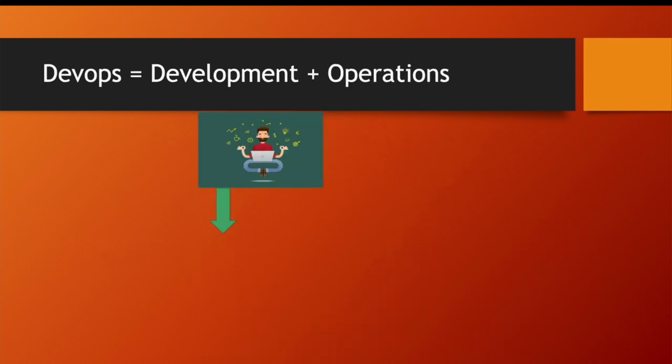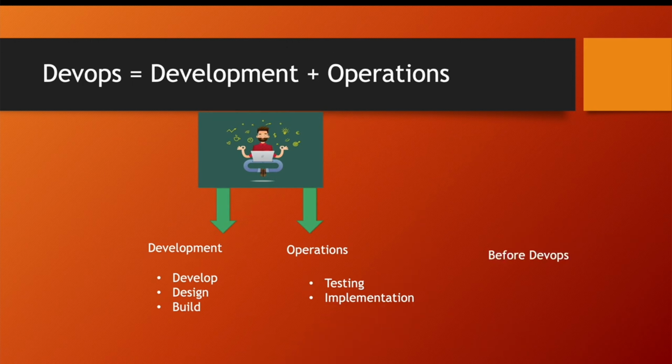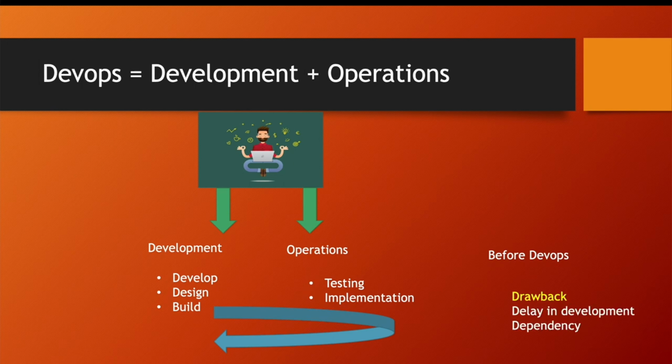For any application development, we have two teams. One is the developer team and the other is the operation team. The development team is mostly responsible for planning, designing, and building the system from scratch. And the other is the operation team, which is mostly responsible for the testing and implementation of the application being deployed. The operation team will share feedback on any bug after testing with the development team, and this in turn will extend the timeline and delay the software development lifecycle process.